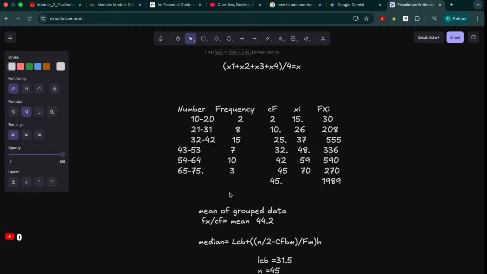So next is to determine the class boundary. The class boundary of this data set is tricky.